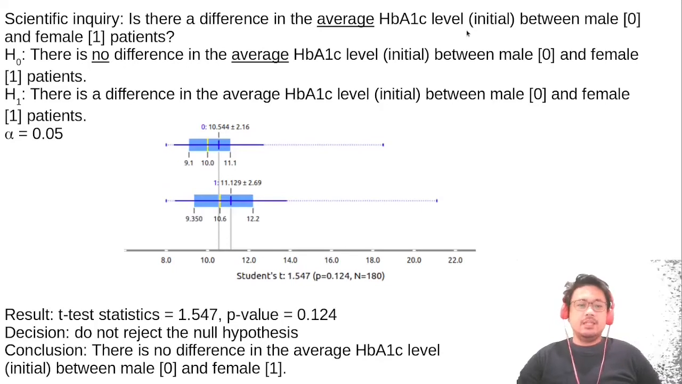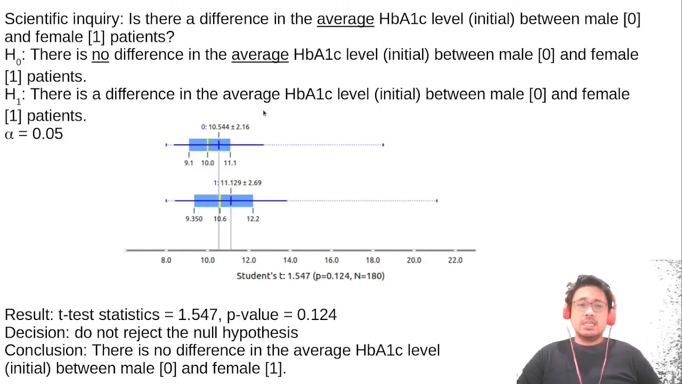Next, may pagkakaiba ba ang initial HbA1c level ng mga lalaki kaysa sa mga babae? So null hypothesis, walang pagkakaiba. Alternative hypothesis, may pagkakaiba sa pagitan ng dalawang grupo. So dito sa ating box plot, 0 is mga lalaki, males. So ang average ng males is 10.544 with dispersion of 2.16. At sa mga babae, 1 is 11.129. So eyeballing, mas malaki yung average ng mga babae kaysa sa mga lalaki na HbA1c.